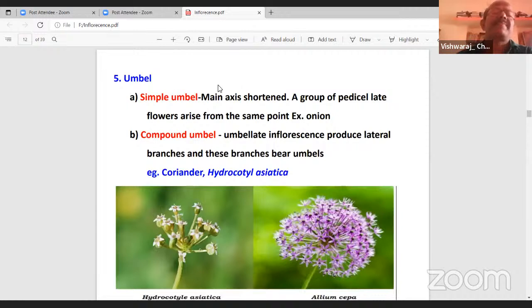The fifth type is the umbel. Umbel is again divided into simple umbel and compound umbel. In a simple umbel, the main axis is shortened and a group of pedicellate flowers arise from the same point. Example, onion. In a compound umbel, the main axis produces a group of pedicellate flowers from the same point.